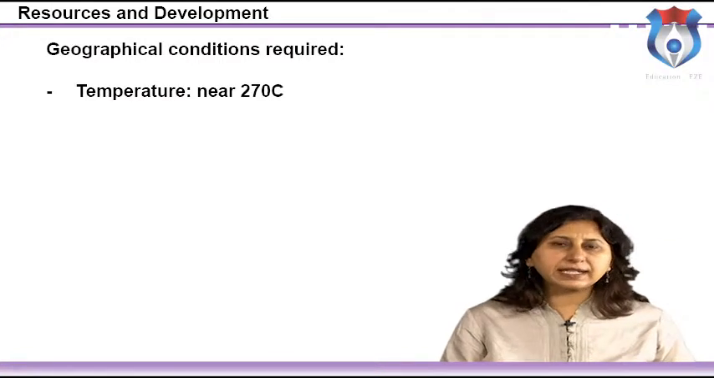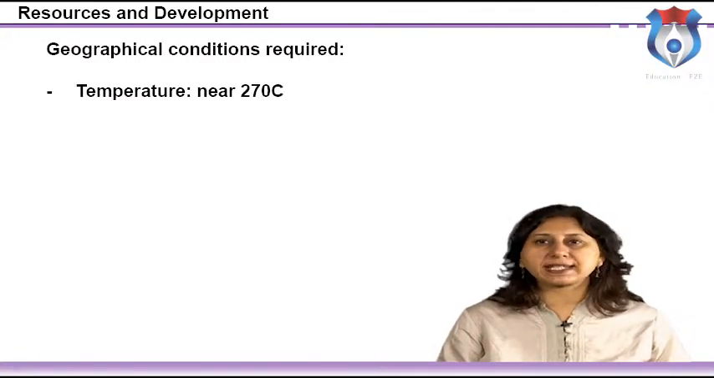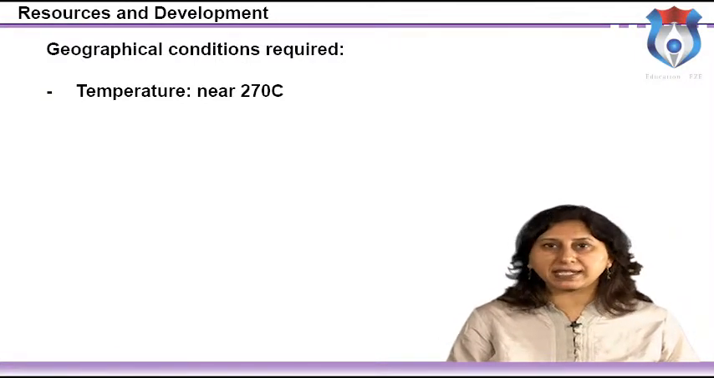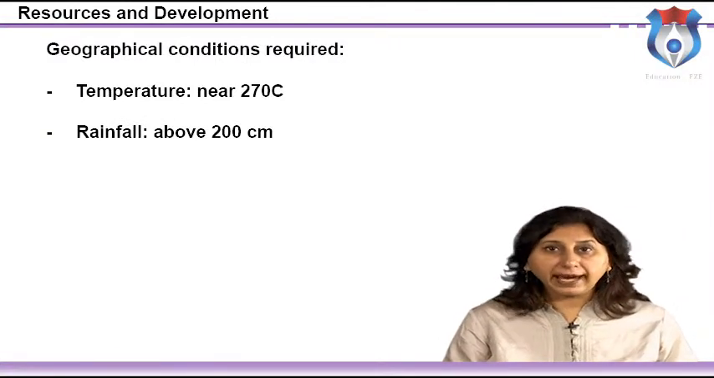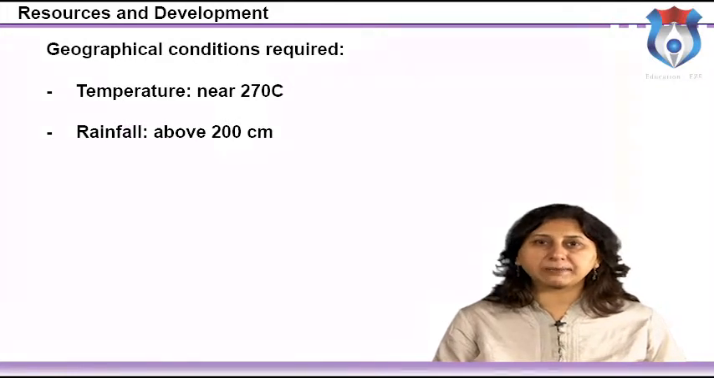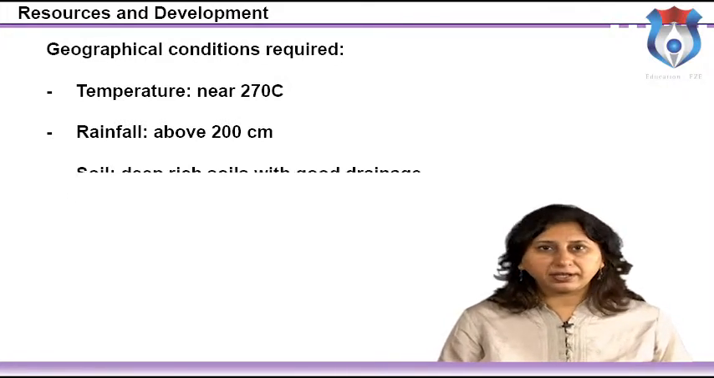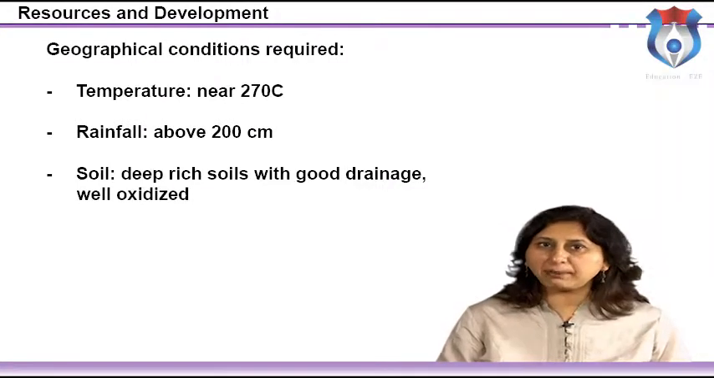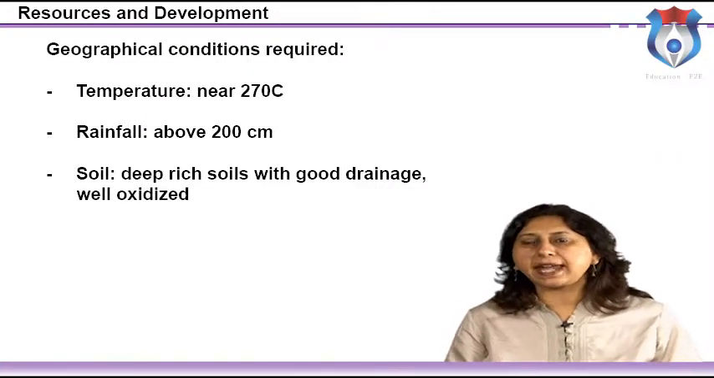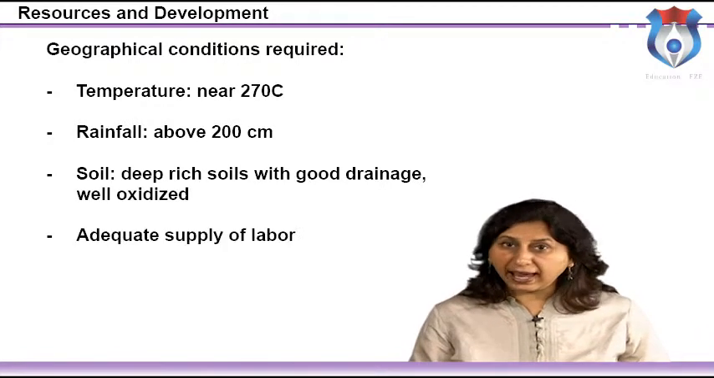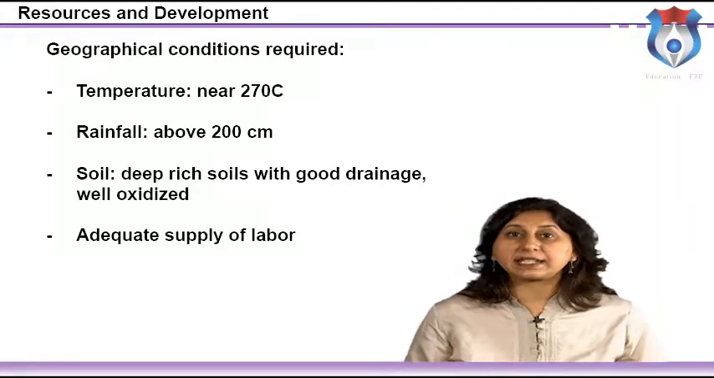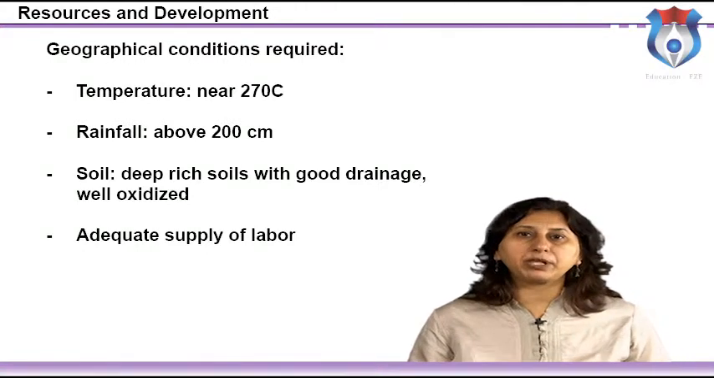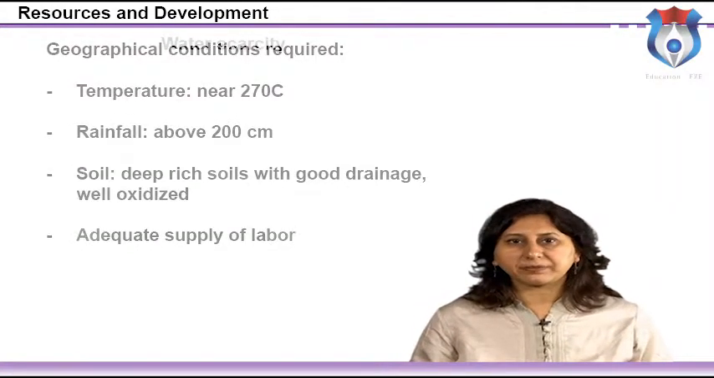The rubber trees need a mean temperature of 27 degrees centigrade, never falling below 22 degrees centigrade. Heavy rainfall above 200 centimeter with no drought. Deep rich soils with good drainage, preferably crumbly, well oxidized and acidic in reaction. Adequate supply of labor is an important factor for the collection and plantation of rubber over large holdings.